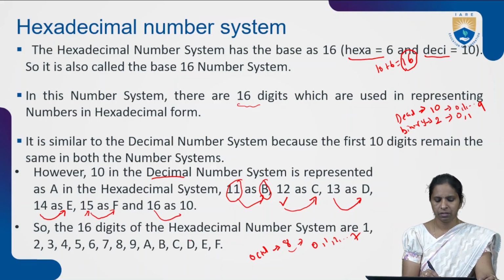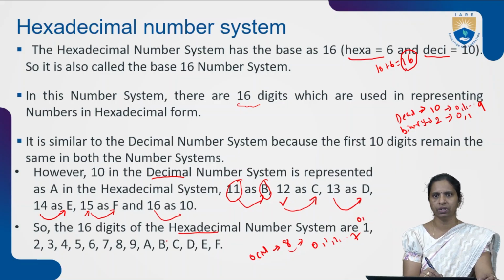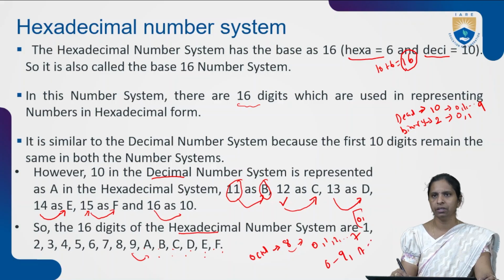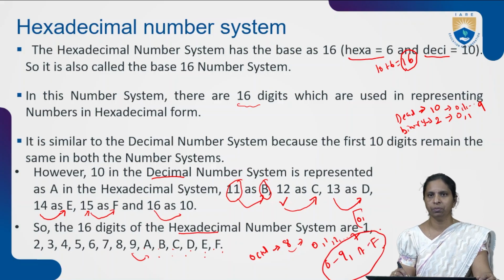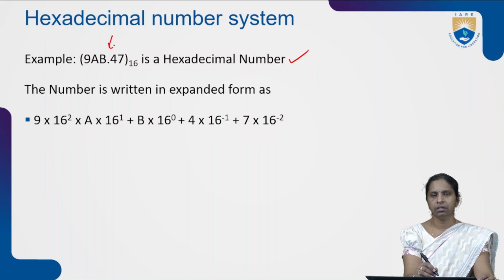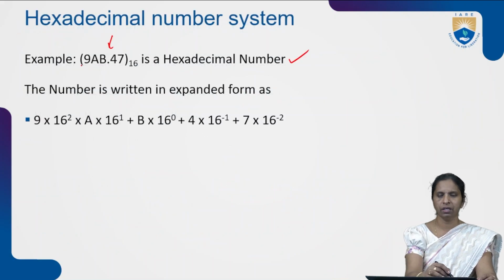Therefore, the hexadecimal number system uses the digits 0, 1, 2, 3, 4 and so on. After 9, you have 10, 11, 12, 13, 14, 15, which are replaced in hexadecimal by A, B, C, D, E and F. So, by using these digits 0 to 9 and A to F, any number can be formed in the hexadecimal number system. For example, take this number 9AB.47. If you observe, this number uses only digits out of these 16 digits, 0 to F.